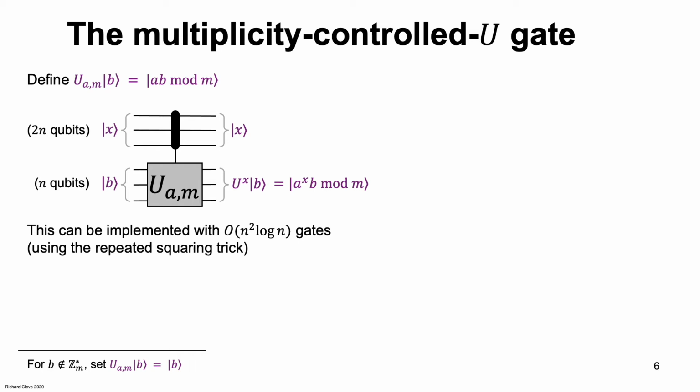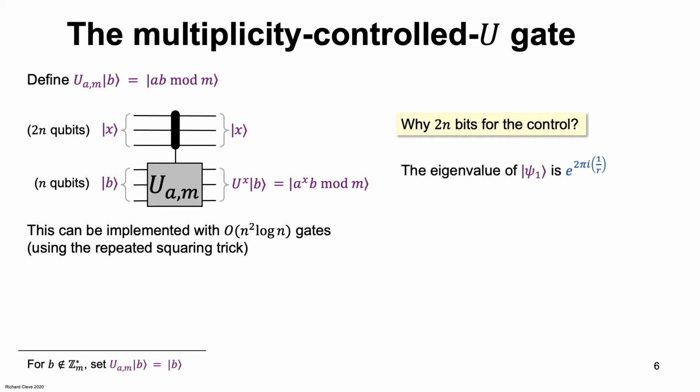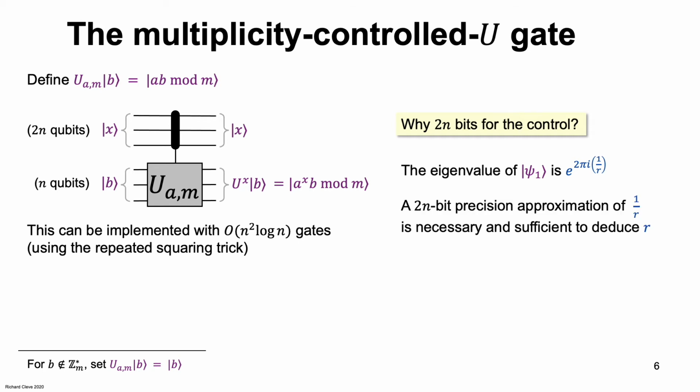You might wonder why we set the number of control qubits to 2n. Why 2n bits? It's because the result of the phase estimation procedure is not r but an approximation of 1 over r, and we need this approximation to be 2n bits in order to be able to deduce r from it.